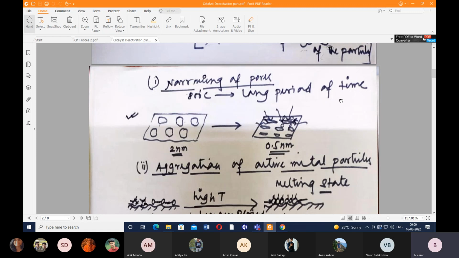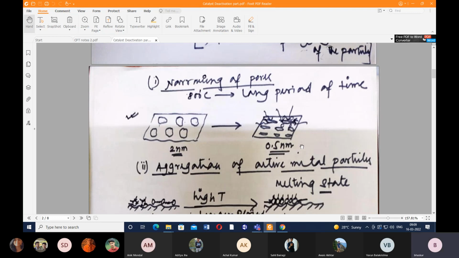Remember, whenever in a petroleum refinery or in some other industries we carry out any gas phase reaction, it is in continuous mode, right? And we always want the reaction to continue for at least 1 to 2 years without any interruption. So from 2 nanometers, the pore has reduced to 0.5 nanometers or even less. But the gas molecule has a certain size, and the size of the gas molecule remains unchanged.